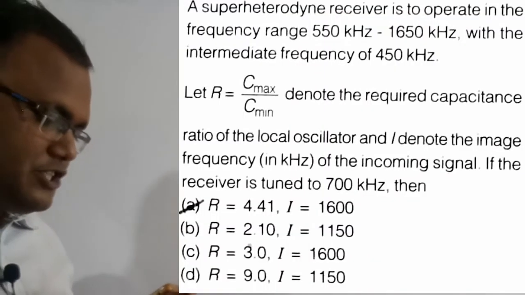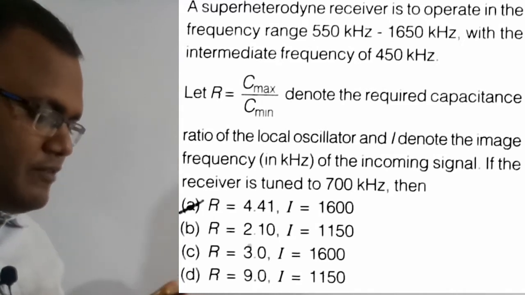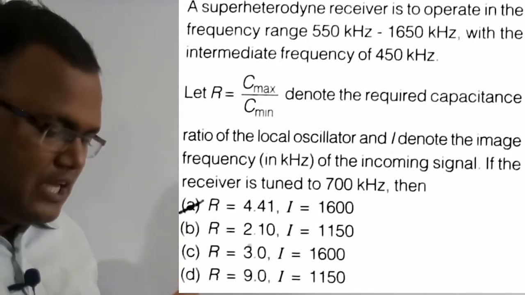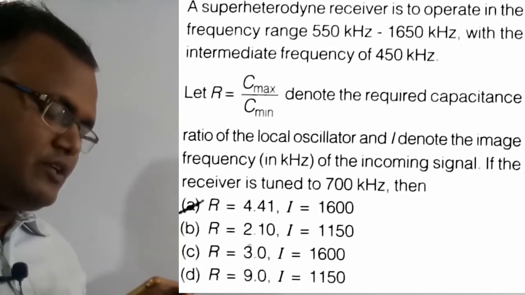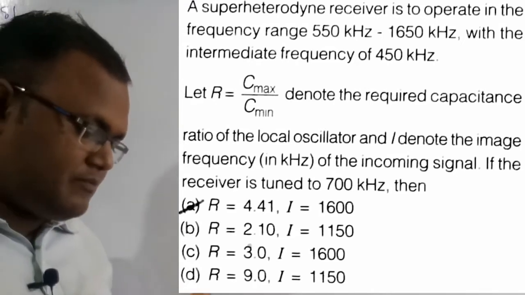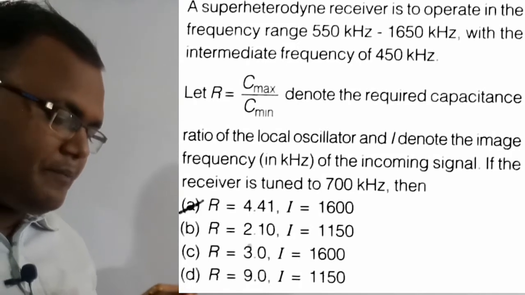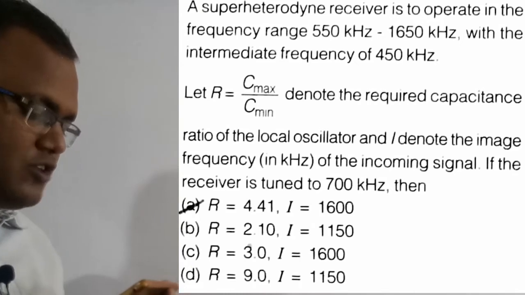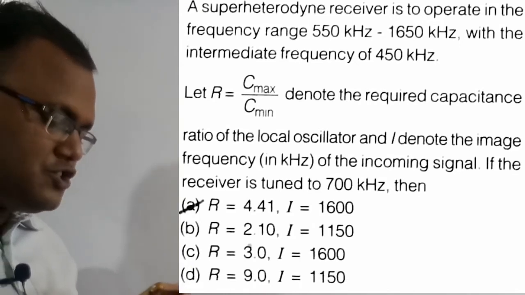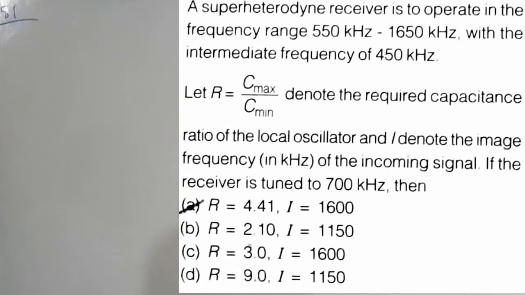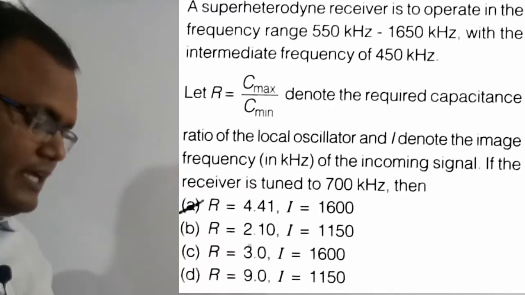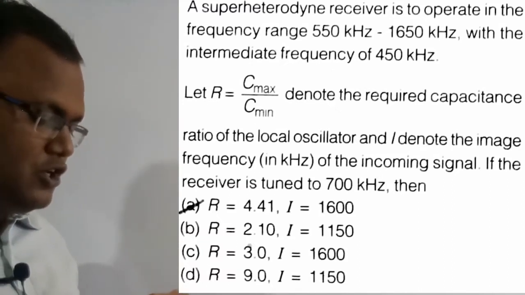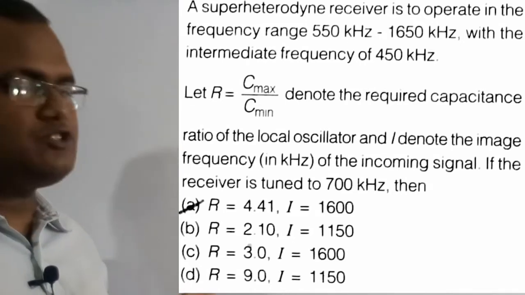So let's get started. Now we are going to solve the 81st question. A superheterodyne receiver is to operate in the frequency range 550 kHz to 1650 kHz with an intermediate frequency of 450 kHz. Then R is equal to C max by C min, the required capacitance ratio of the local oscillator, and I denotes the image frequency in kilohertz of the incoming signal. If the receiver is tuned to 700 kHz, we need to find the value of R and also the image frequency. Out of the four options, option A is the correct solution.